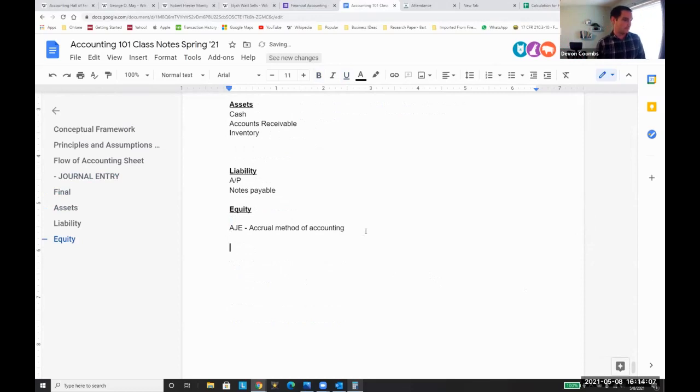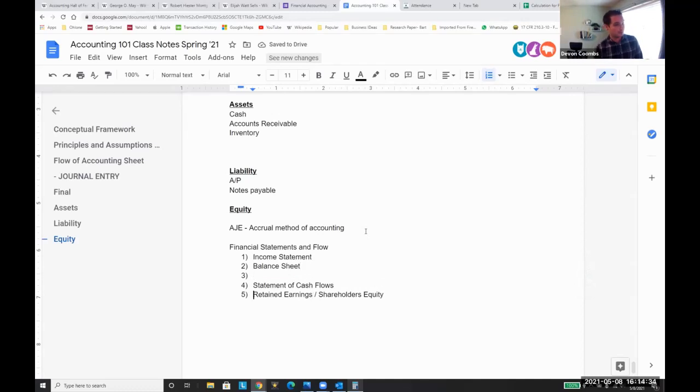So financial statements and the flow of them. So balance sheet, income statement, statement of cash flows, and retained earnings, or what we call shareholders' equity statement. How are these created, right? We do the income statement first. The income statement creates the statement of retained earnings, which creates the balance sheet, which then we use to create the statement of cash flows, which we learned in the last class, right? The indirect method is one of the ways we can create it. So know those flows.